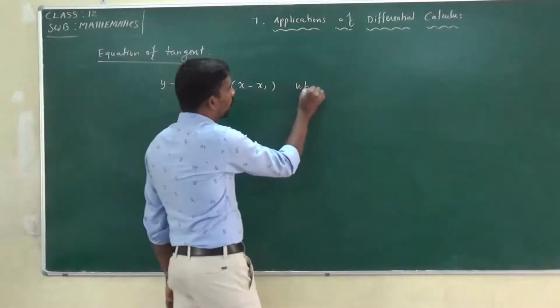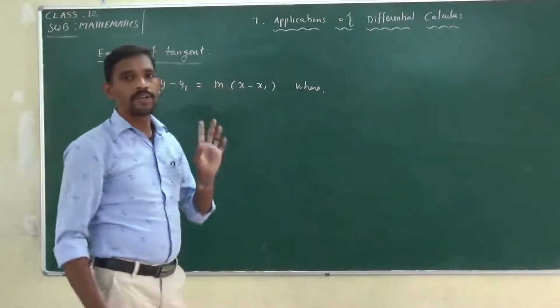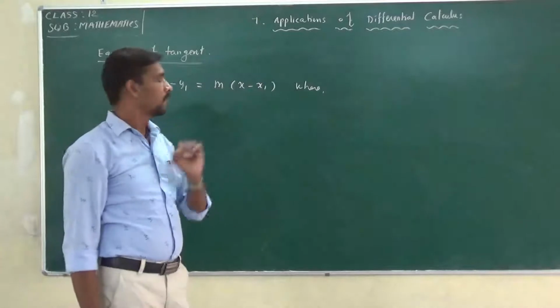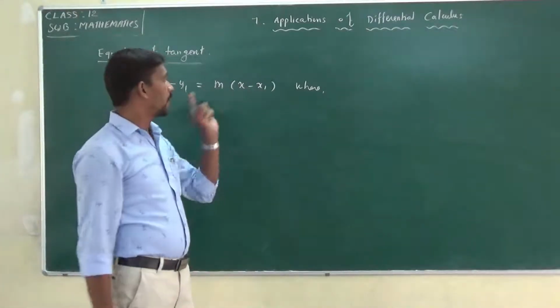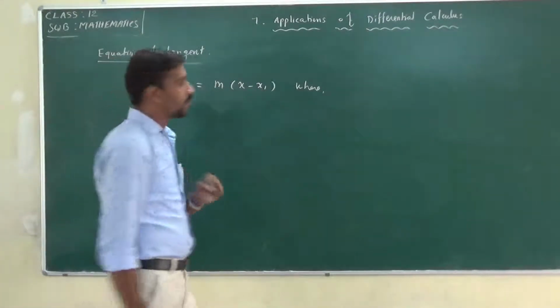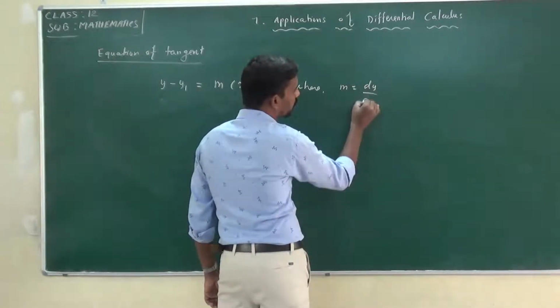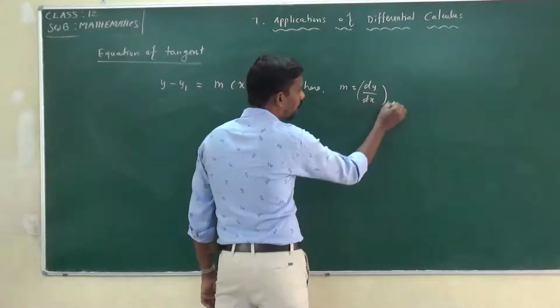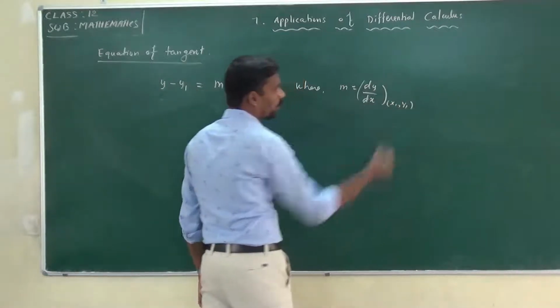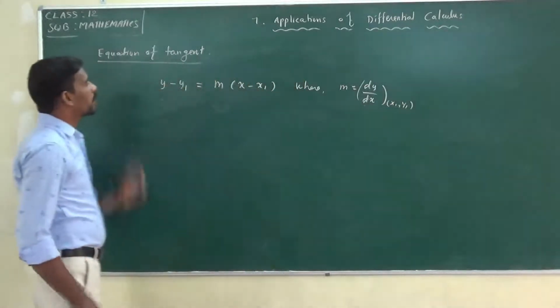Here, (x1, y1) is nothing but the point of contact, and m is nothing but the slope. Now we have to find the slope by using differentiation, dy by dx at the point (x1, y1). This is the equation of tangent.